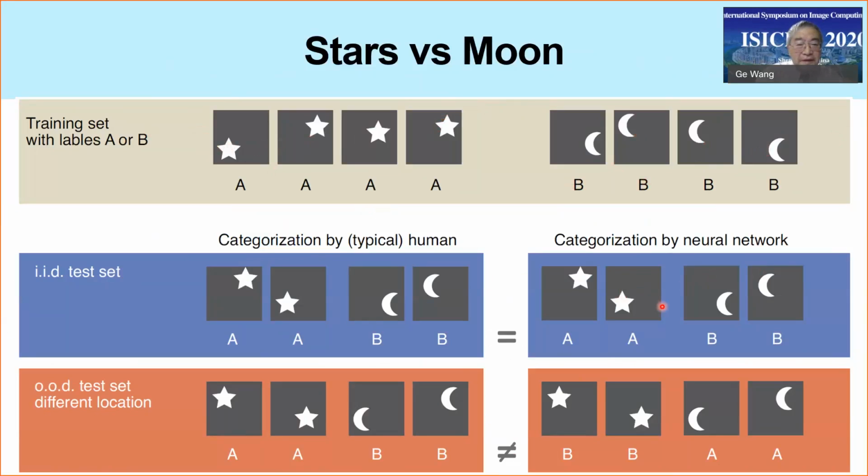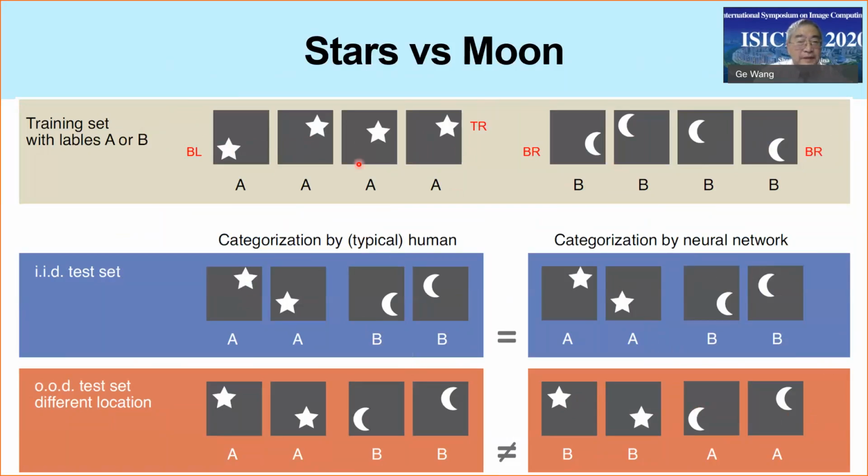But if you give input data, something like this, the network will perform poorly. But to human eyes, all this is very clear, either stars or moon. So why did the neural network get tricked here? And actually, let's give further consideration to the example.